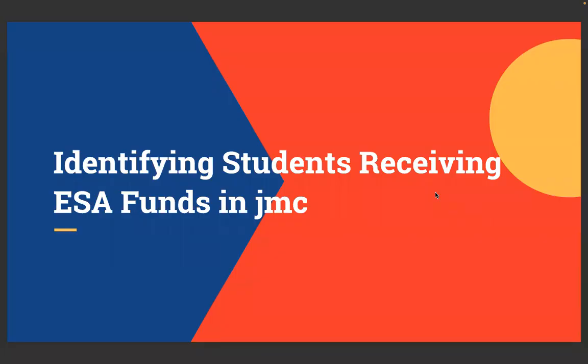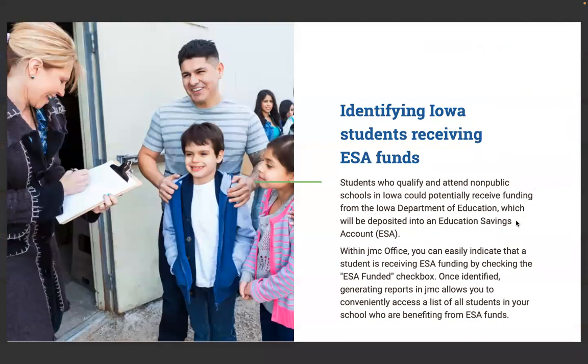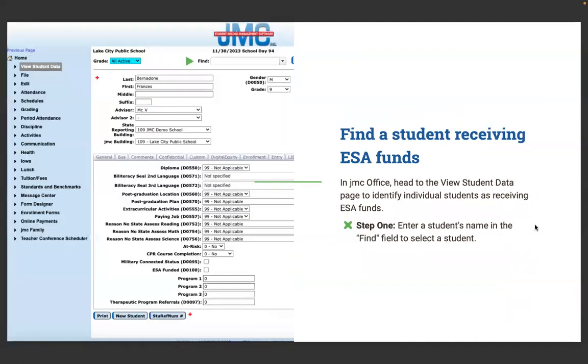So now we're getting into identifying students that are receiving ESA funds in JMC. Very simple process. Students who qualify and attend non-public schools in Iowa could potentially receive funding from the Iowa Department of Education, which will be deposited into an ESA savings account. And this happens outside of JMC currently. The state has their own vendor that they work through to approve students as receiving ESA funds. But once you know that those students are receiving ESA funds, you can mark them in JMC as receiving ESA funds. So within JMC office, you can easily indicate that the student is receiving ESA funding by checking the ESA funded checkbox. Once identified, generating reports in JMC allows you to conveniently access a list of all students in your school who are benefiting from those ESA funds.